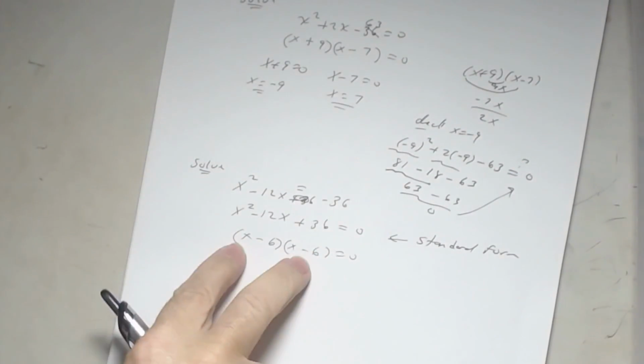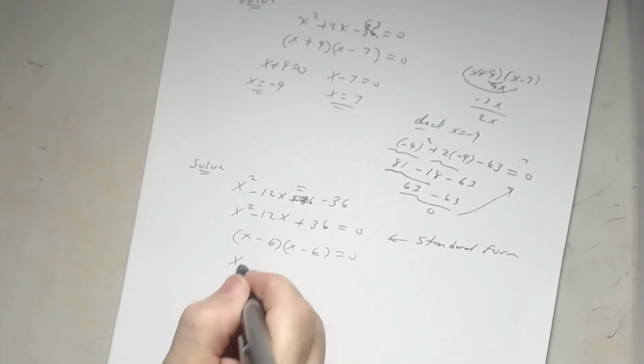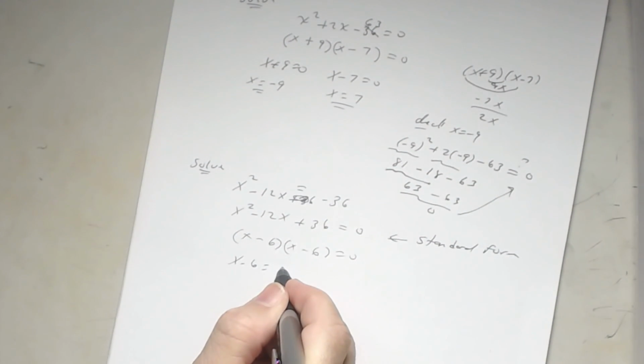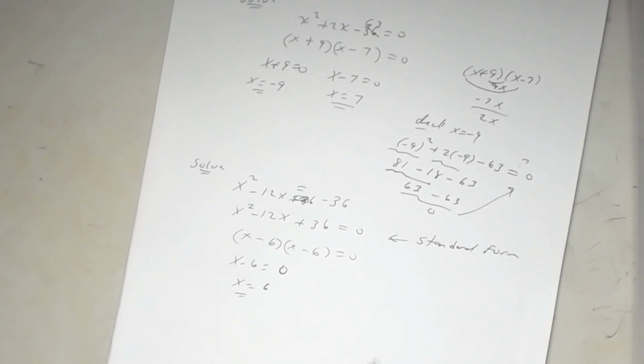But what do you say about these two factors? They're the same, so you just need one of them. So x minus 6 equals 0. So x has to be what? 6. So here I only have how many distinct solutions? One. Just one. So I have one solution.